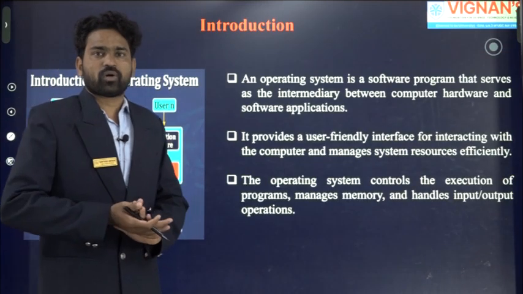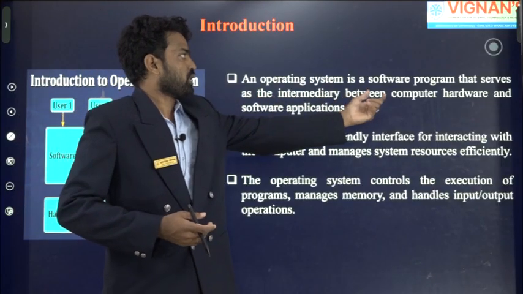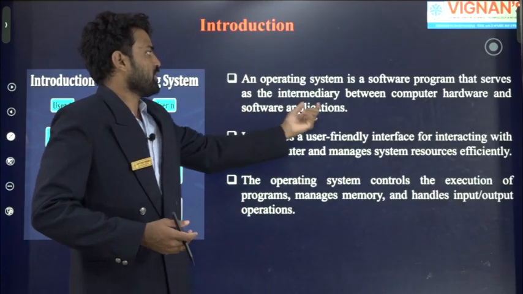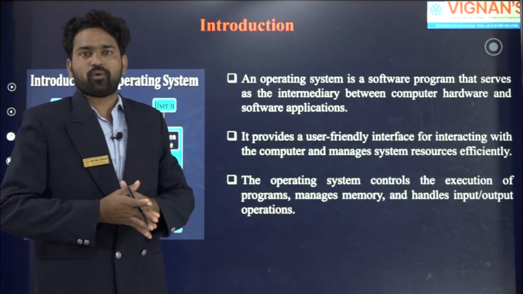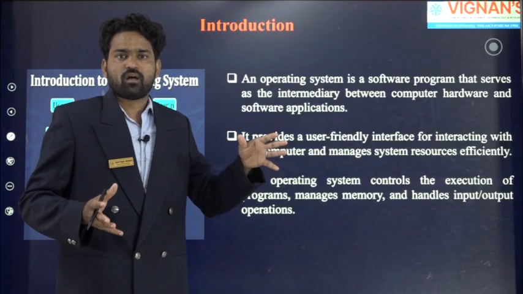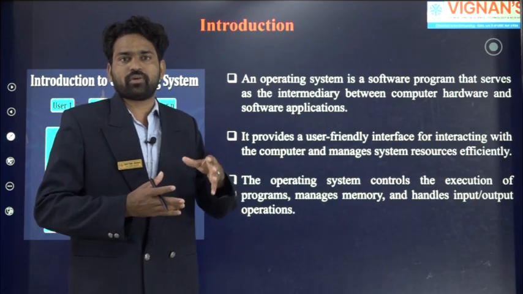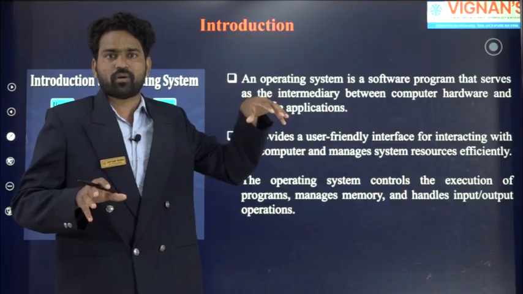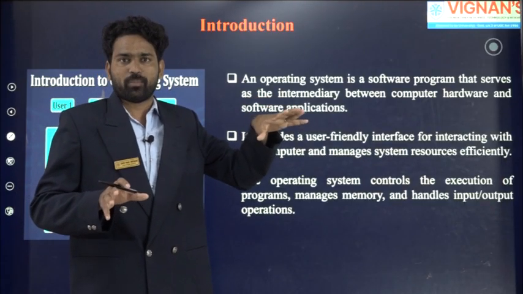Now first of all, what is meant by operating system? An operating system is a software program that serves as the intermediary between computer hardware and software application. In a computer, we have two components: one is software and another one is hardware. So the OS is going to be an intermediary between software application and hardware. It provides the interface or connection between these two.